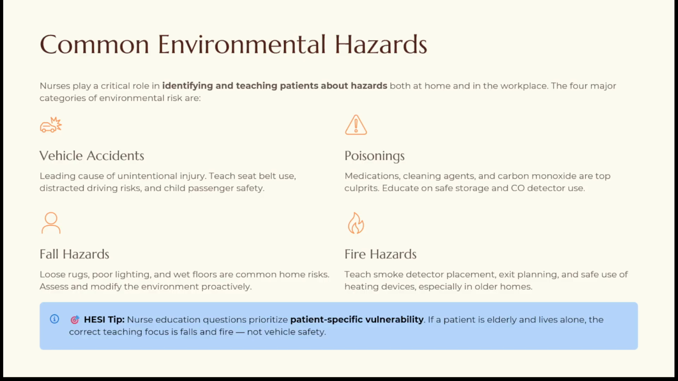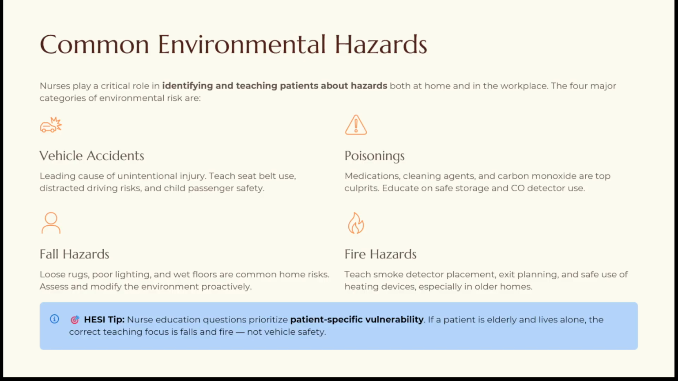Now, although we might be dealing with these patients in the hospital or a clinic, we assess both hospital and home environments for safety hazards. Major environmental hazards include vehicle accidents, poisonings, falls, and fires. So, patient education should always be individualized based on risk factors.